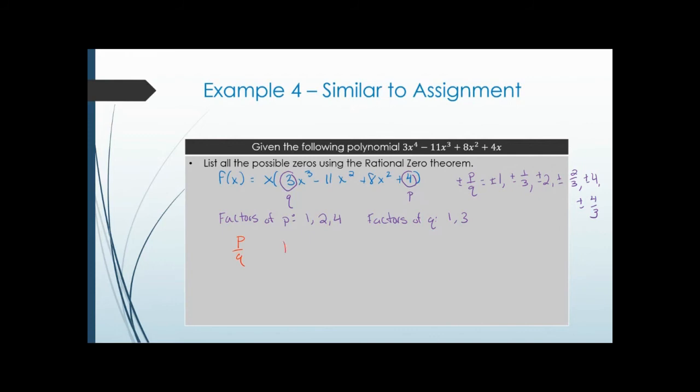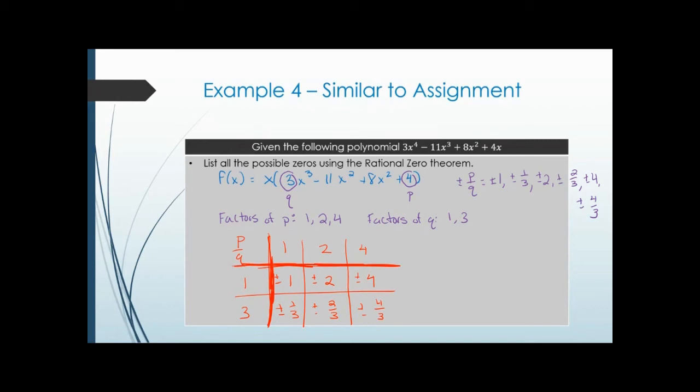So that P is 1, 2, and 4, and then Q is 1 and 3. So that way you can see where these possible factors are coming from. So I have plus or minus 1 over 1, plus or minus 2 over 1, which is 2, and plus or minus 4 over 1, which is 4. And then we have plus or minus 1 over 3, so it's 1/3, plus or minus 2/3, and plus or minus 4/3. So just make my table a little thicker there. So we have 6 possible numbers for zeros of either sign.